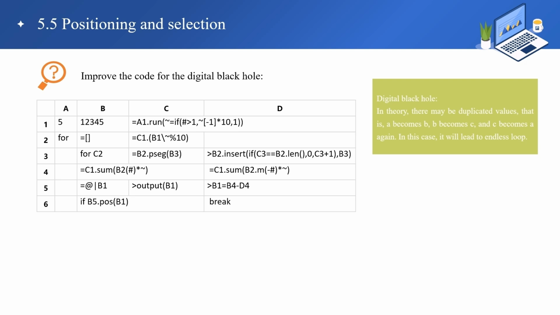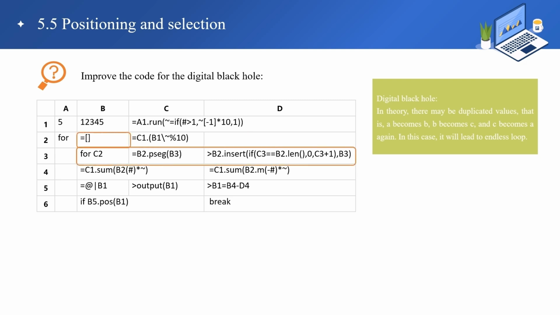This program can find the digital black hole of any number of digits, A1 is the number of digits and B1 is the starting value. Here we use the various techniques we have learned before. C1 uses run to calculate a sequence 1, 10, 100, etc. C2 uses it to get the number of each digit. Sorting needs only one line now, and the current result is saved in B2.